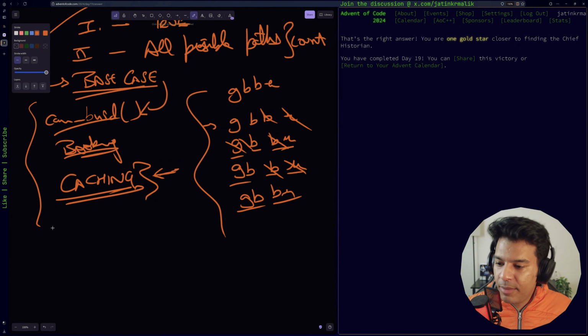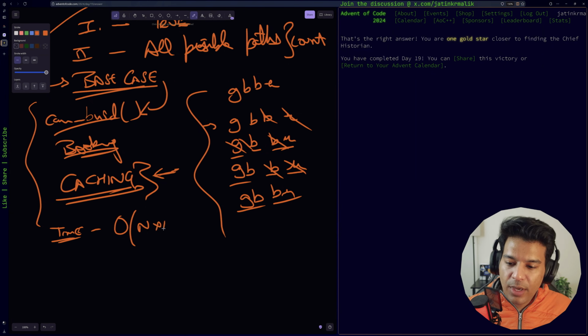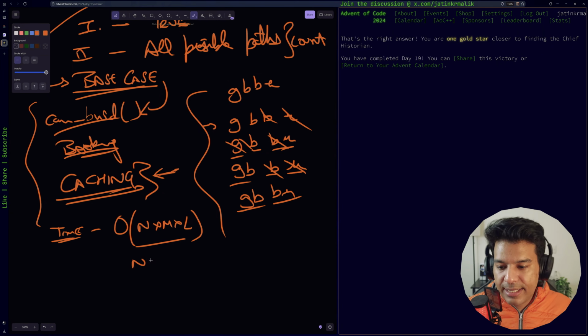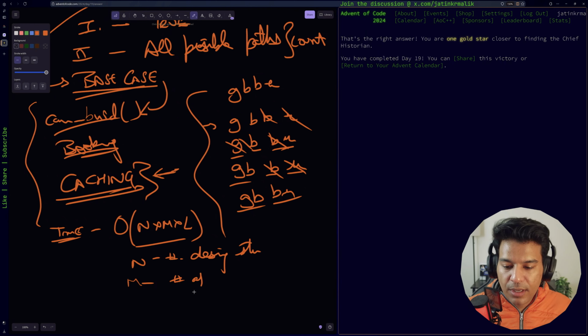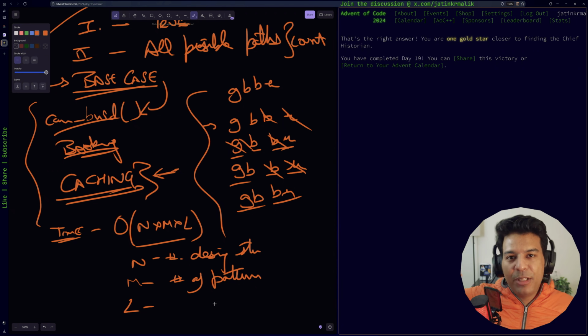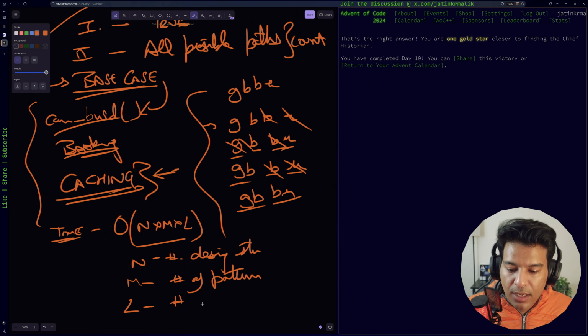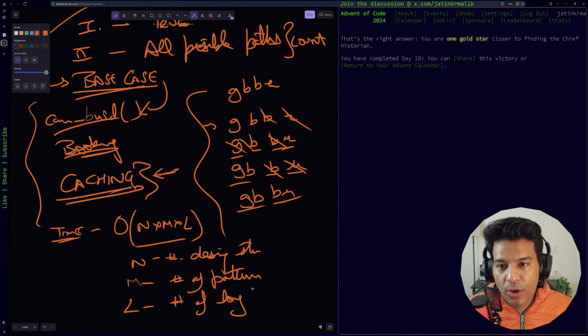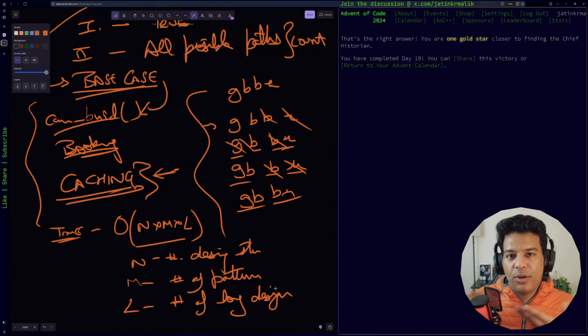And here I was thinking about the time and space complexity. The time complexity for this solution would be n into m into L, where n is the number of design strings given to us, m is the number of patterns given to us, and L would be the maximum length of a design. Remember, if you are making a sample space, the length of the tree that you will form would be maximum in terms of the length of your longest design. That's the worst case scenario, because you don't have to go beyond that. And caching helps a lot here with the complexity.